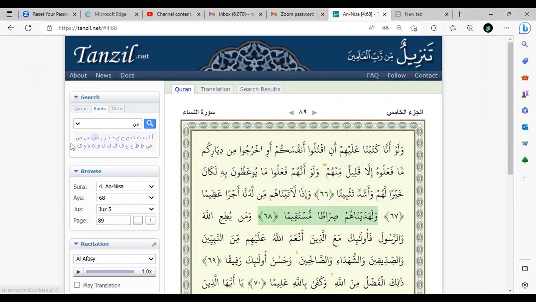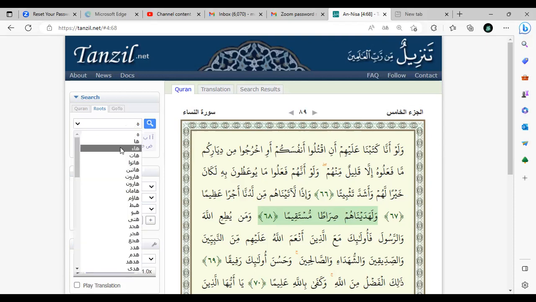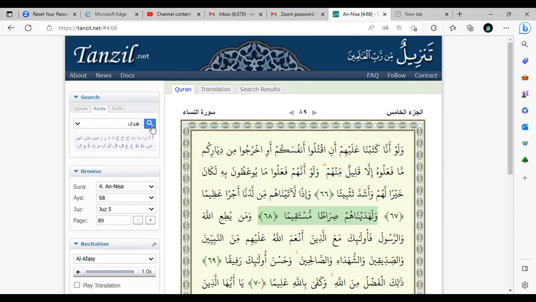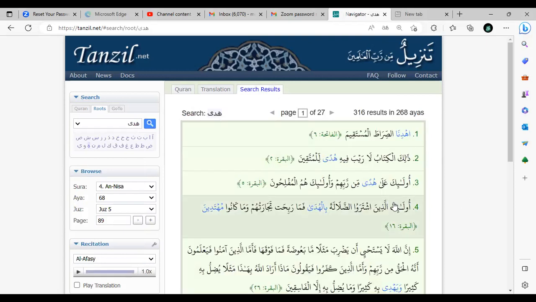These are the letters. We'll click on ha. Ha is selected, right? Yes. Now we'll click here. Now we have in sequence ha, dal, and ya, right? We'll come to ha, dal, and ya. Okay, this is ha, dal, ya. Click it and put on search. Now it brought all the ayats in the Quran which have ha, dal, and ya. So, for example, the first one, what is this? Ihdina.